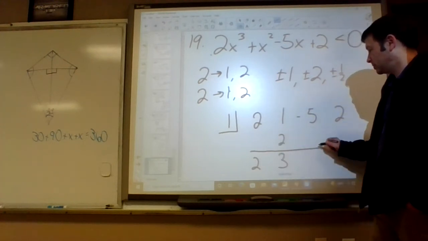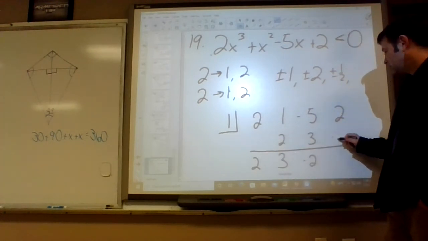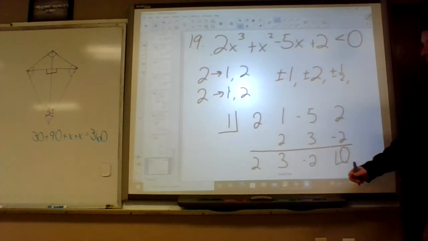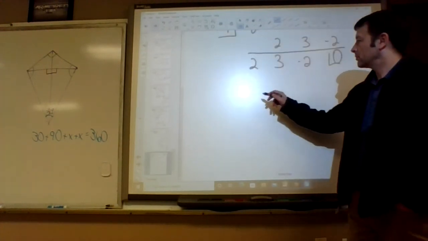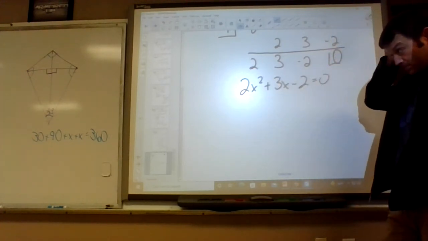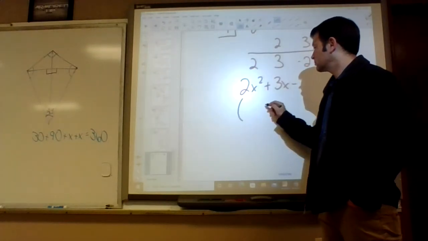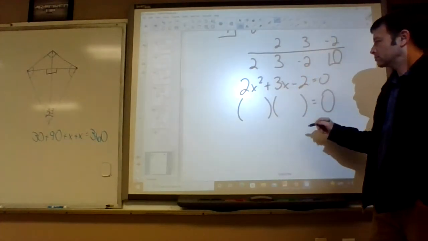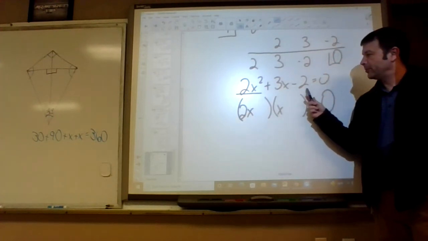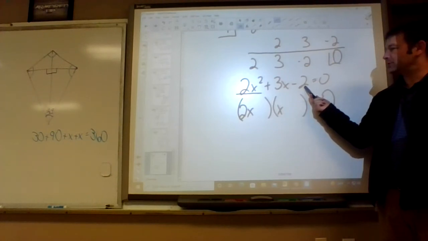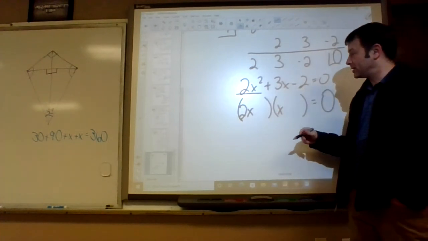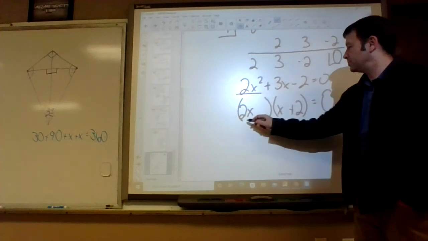Multiply. So this represents 2x squared plus 3x minus 2. I want it to be 0. So on the front, we'll go 2x and x. On the back, we need factors of negative 2. So that'd be like negative 2 times 1 or 2 times negative 1. If we do 2 there, that'd be 4.